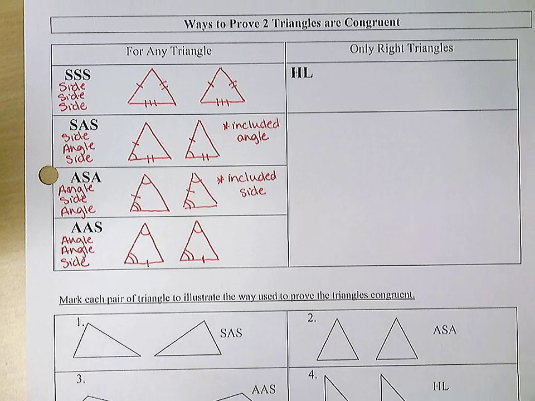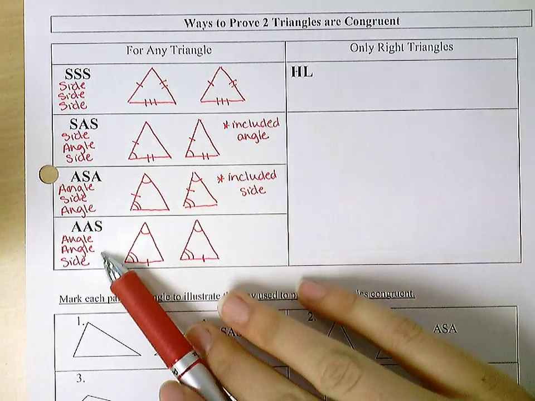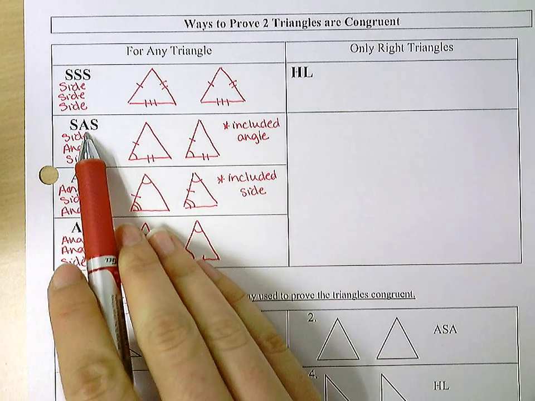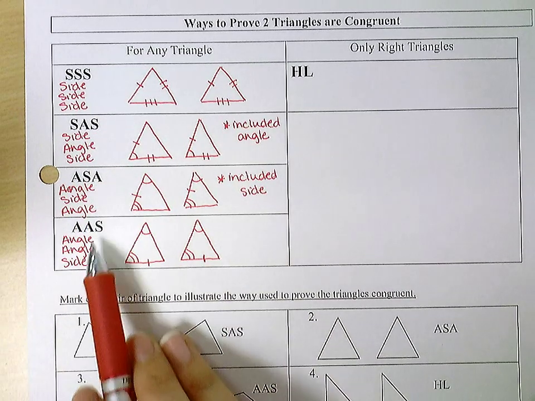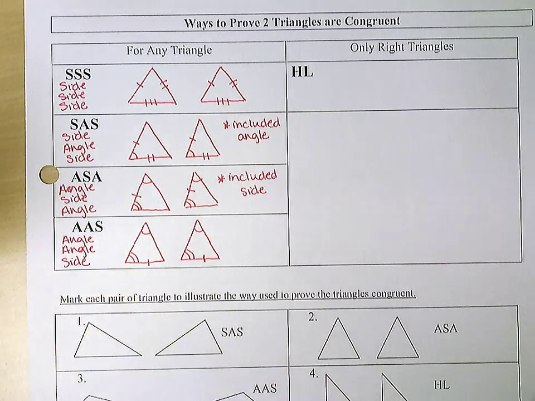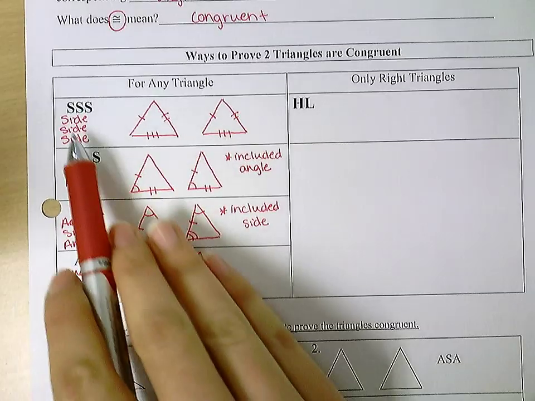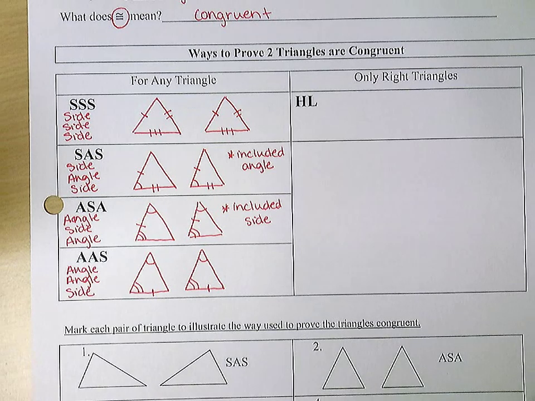So those ones are for any triangle, and they specifically have to be written this way. Your angle is between your two sides, your side is between your two angles, or your side is on the outside of those two angles. With side, side, side, that's just how you write it. Make sense?